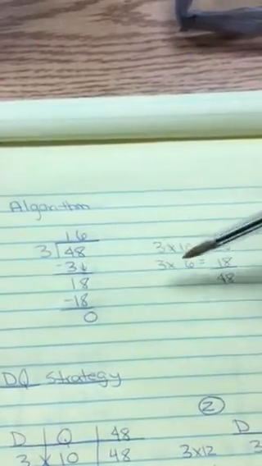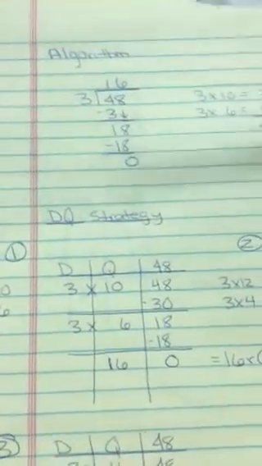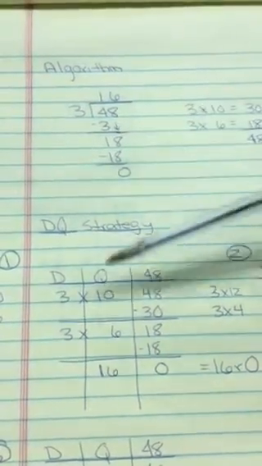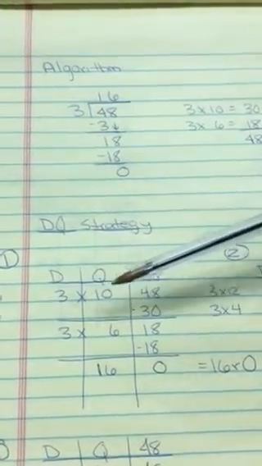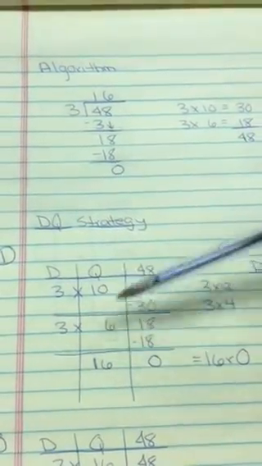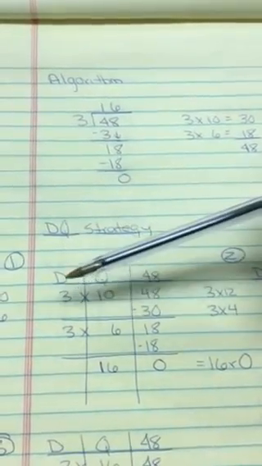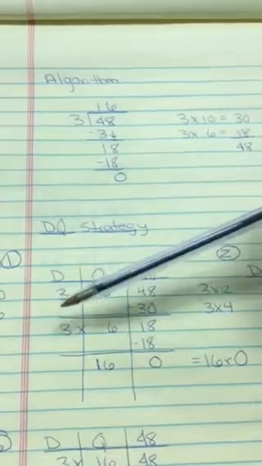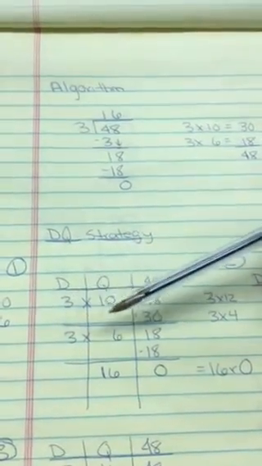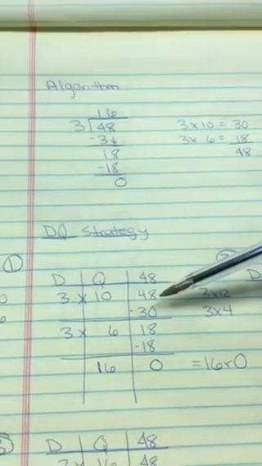But a lot of students do not know this, and so before I teach this algorithm, I want to show them this DQ strategy to help them. And this is essentially the same exact thing. I'm showing how to use arrays or multiplication to find the answer, and all I've done is organize it in a chart. So DQ strategy, divisor quotient strategy. Here's my divisor, here's my 3, and then I'm going to times it by something that will eventually build to my quotient to get me back my total.